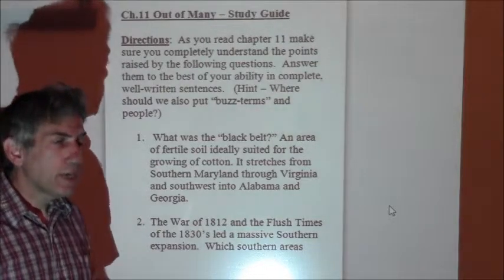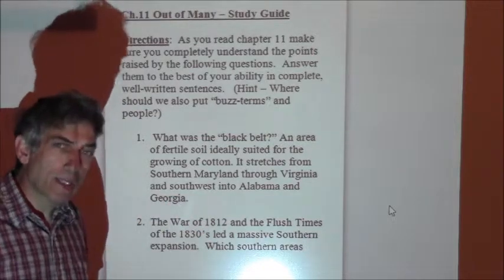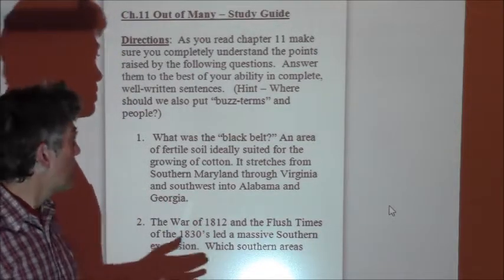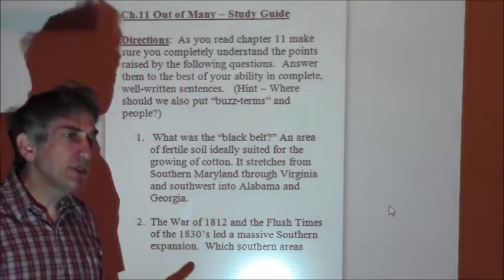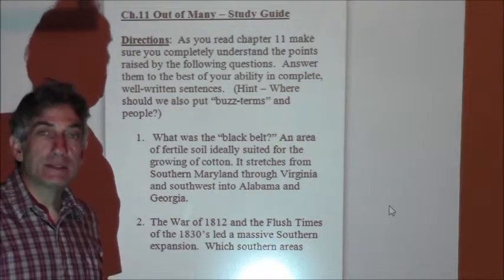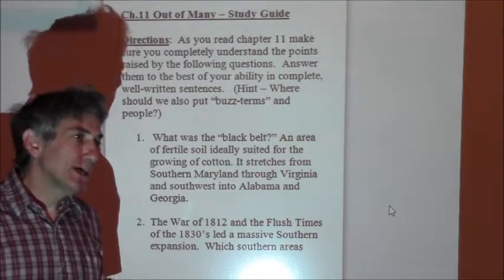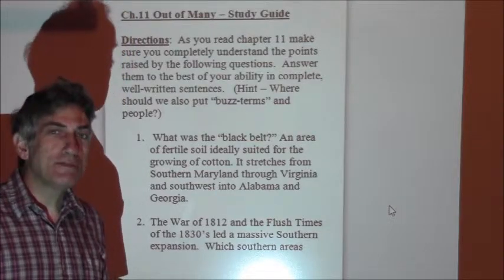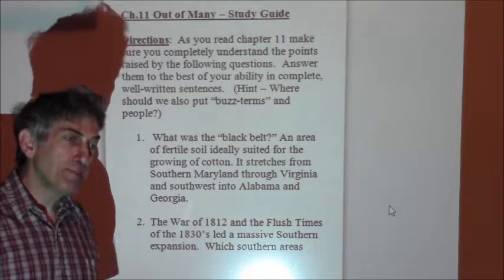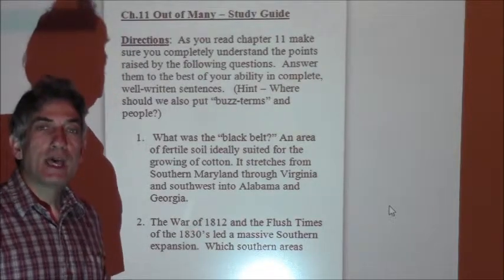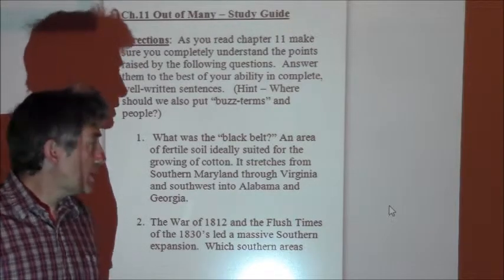The Black Belt started in northern Maryland and spreads around, starting to head west through the southeast part of the United States. Specifically, it was fertile soil that was ideally used for the growing of cotton. Some people say it was called the Black Belt because of the expansion of slavery. A little politically incorrect, even though it might be factually correct, because as this rich black soil spread, slavery spread throughout it. And that was where the planter elite were making most of their money in the southern part of the United States.